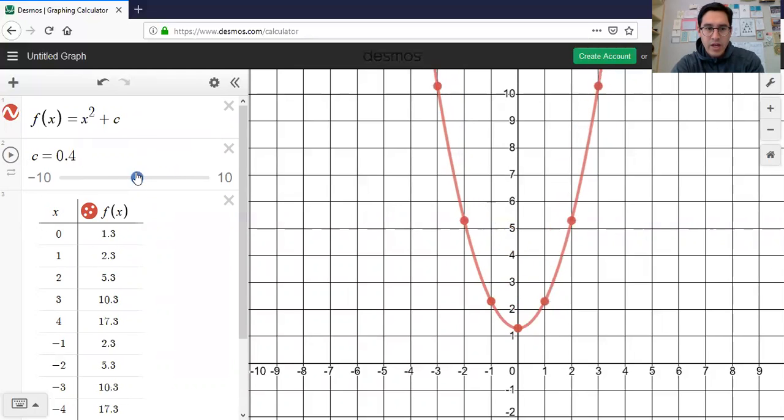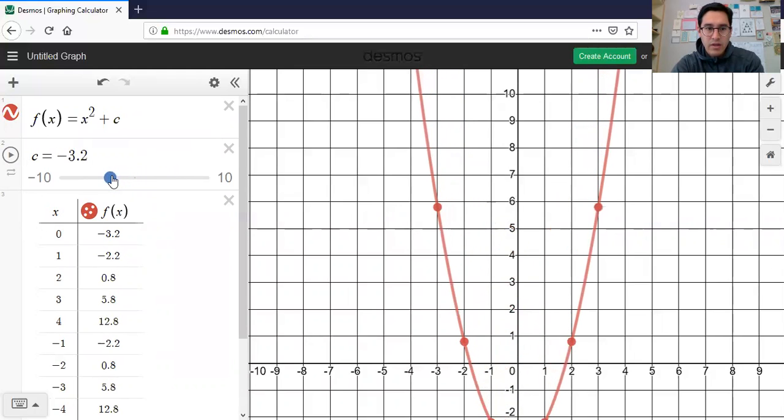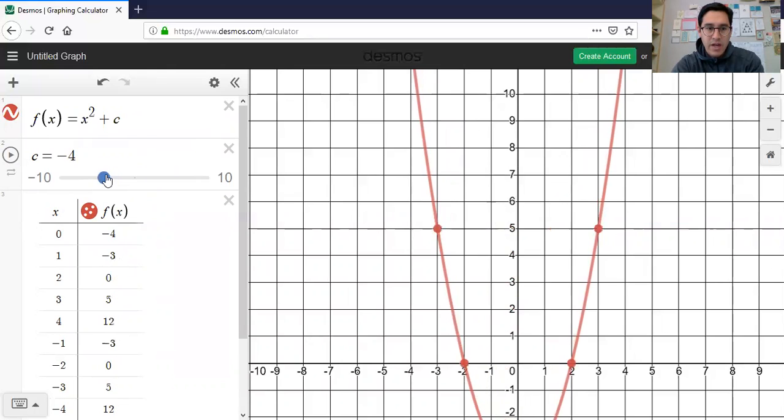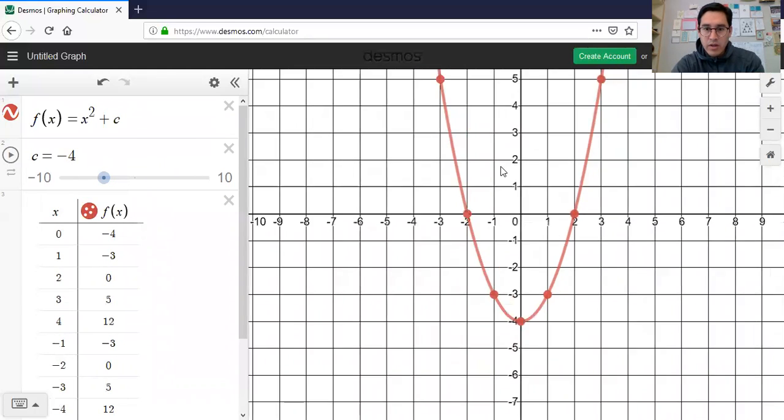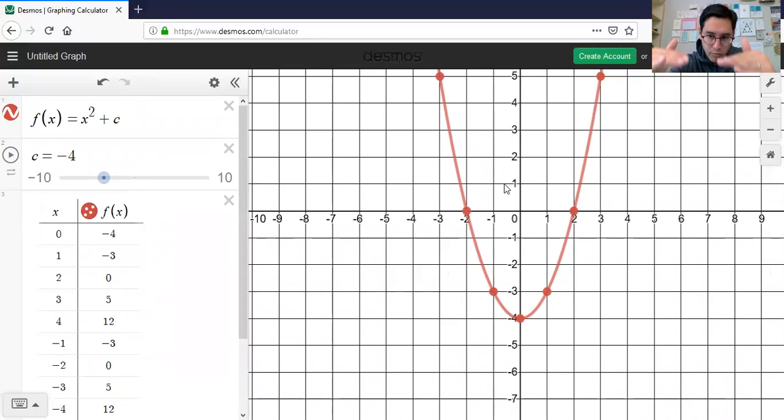You can drag it to the left. Okay, so now we're using negative constants. So I stopped at -4, and now what you see is all the points just shifted 4 spaces down, and in particular, our y-intercept is at -4. All right, so that's the role that constants play when we look at quadratic functions.